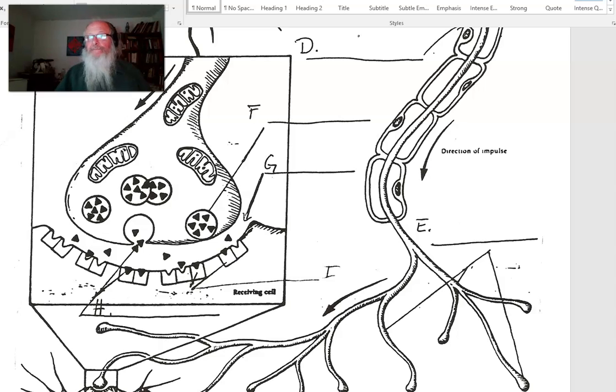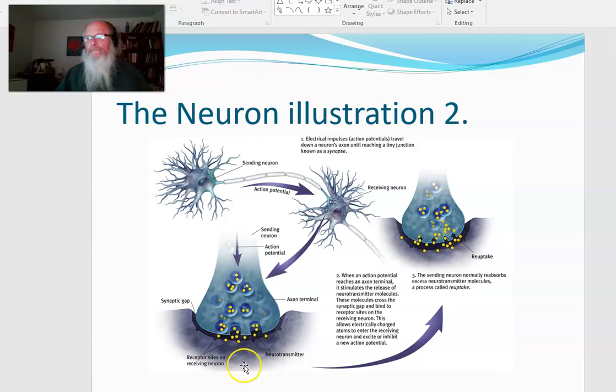In this illustration, which is in the PowerPoints, we're drawing the neurotransmitter chemicals as yellow dots.